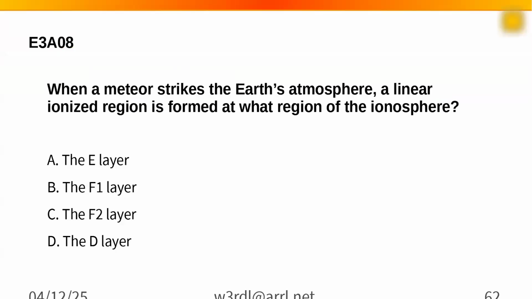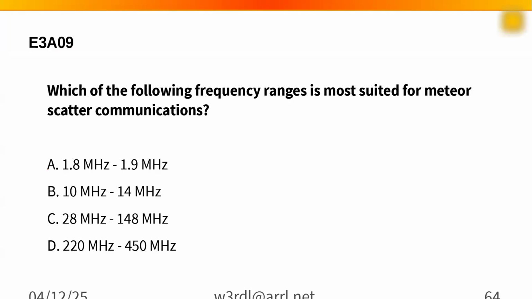When a meteor strikes the atmosphere, a linear ionized region is formed at what region of the ionosphere? That's about the only thing the E layer is good for, that and scatter. And the D layer just sucks up stuff. That's not any good. We ought to get rid of it. Well, you do at night.